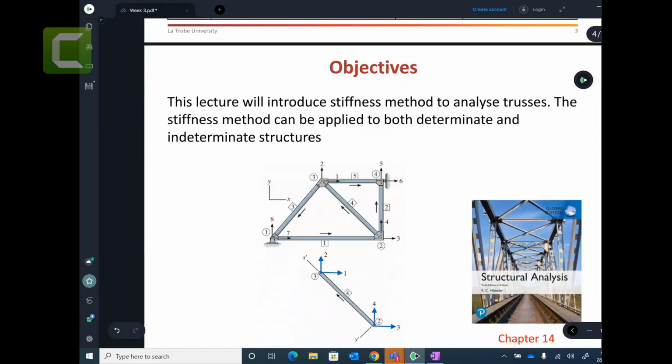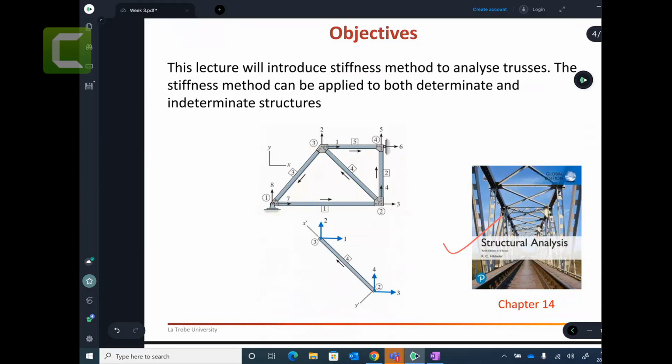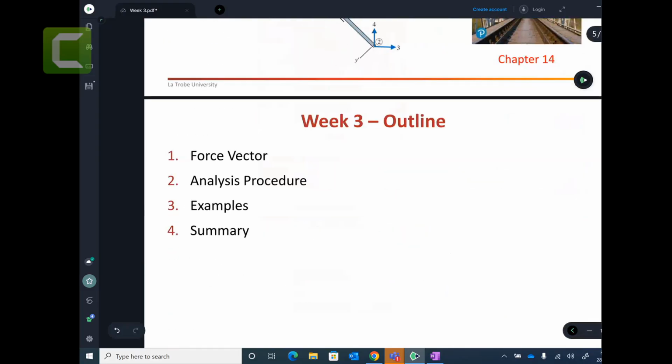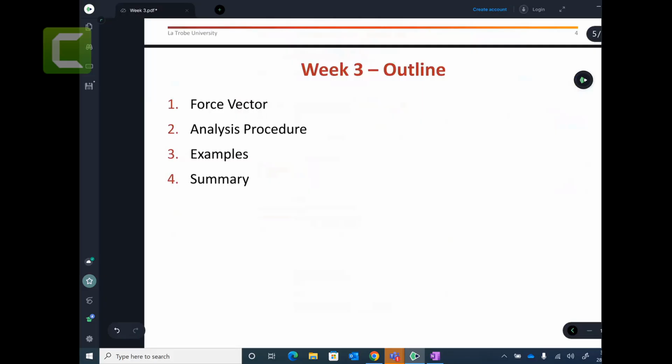Now, the objective of this lecture. So this is the book that I'm talking about. The objective of this lecture is to analyze truss systems. I think last week I already mentioned what a truss system is. We are using the stiffness method here, which is the finite element method, and we're going to use it for indeterminate and determinate structures.